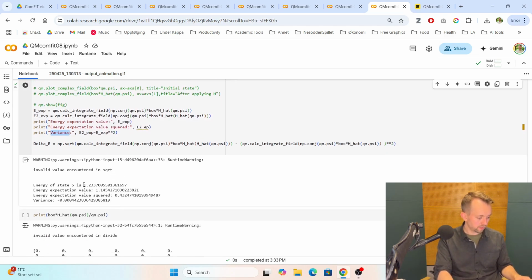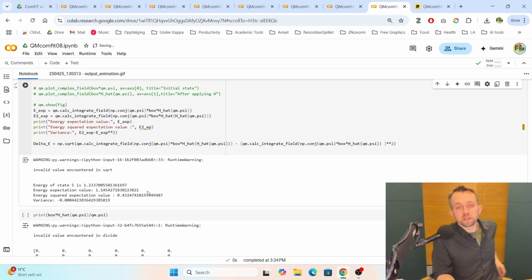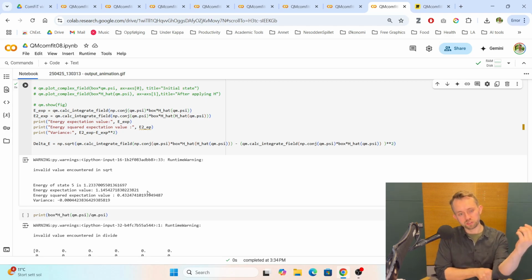So you can see the energy is 1.35. The expectation value that I calculate is this. And here you can see which is supposed to be equal to this, but that's a matter of resolution. And then the energy squared expectation value, really. So the value of that is this. And then if I calculate the variance, you see that it's essentially 0, which means that for this eigenstate, the uncertainty in the energy is 0, which is what I wanted to show in this video.